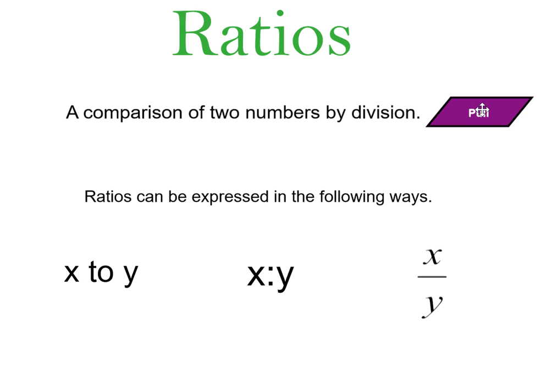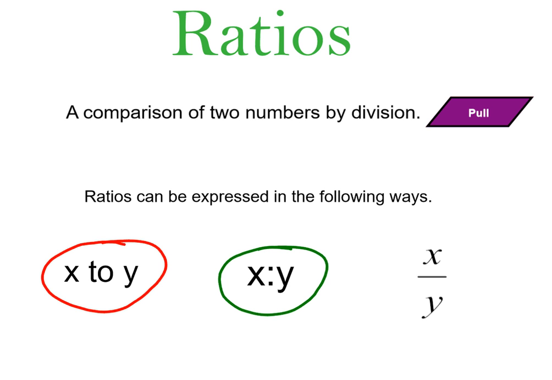A ratio is a comparison of two numbers by division. Here we have three different ways to represent a ratio. We can say x to y, x colon y, or x divided by y. That's three different ways to represent a ratio.